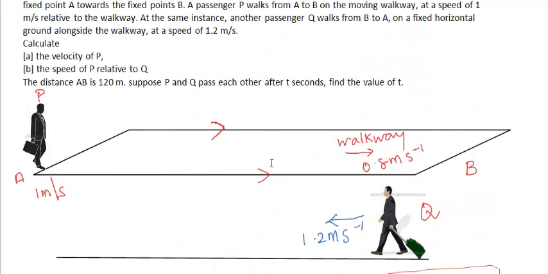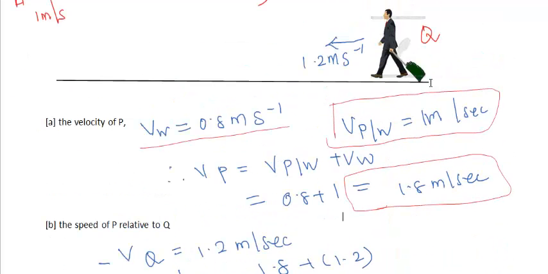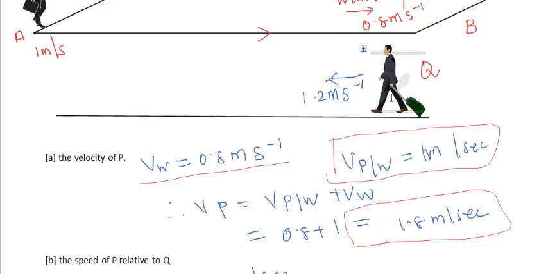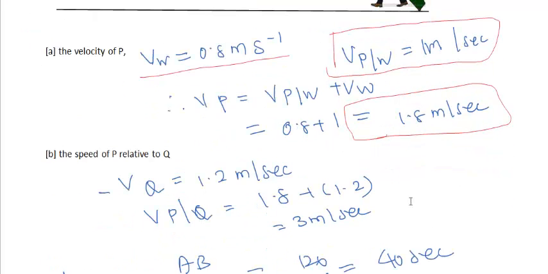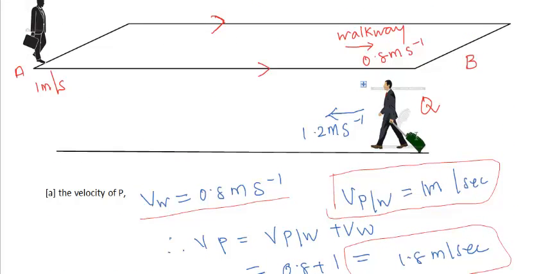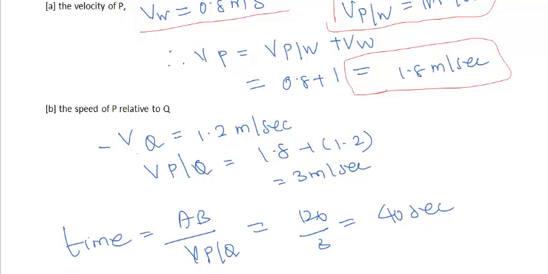Now the second question is the speed of P relative to Q. Now if Q is not moving, according to Q, P's speed has to be 1.2, but Q is again moving. Q is moving in the opposite direction, that is from B to A he is moving with 1.2 meter per second. So this is called relative velocity. The relative velocity of P according to Q can be written as P given Q, that is 1.8.